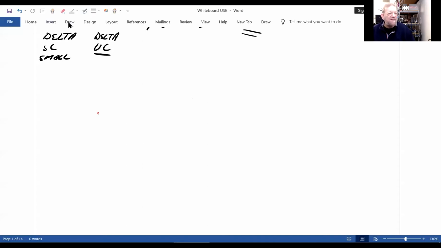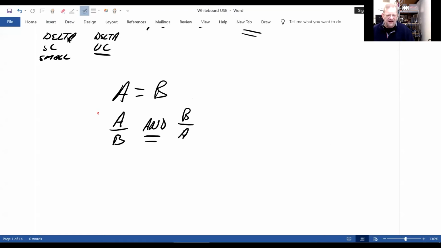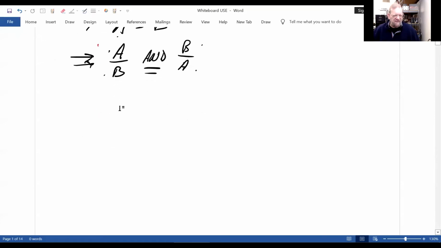Now, if you have A equals B, there are two relationships I can write for this. One of them is A divided by B, and then it's important to know, not equal, another relationship I can write is B divided by A. So whenever you have two things equal, you always have these two relationships. One side divided by the other, then you flip it and do the other side divided by the first side.